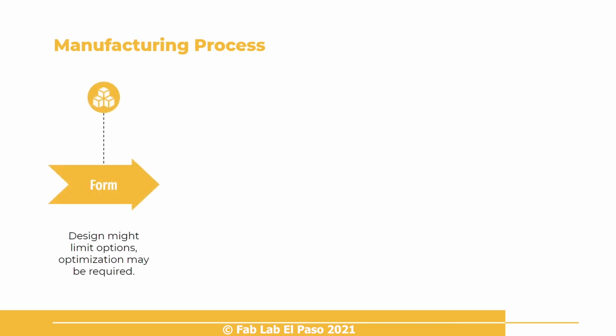The first is form, or the physical geometry of the design. The form may limit manufacturing options, and part optimization may be required to allow for certain processes and to make the product economically feasible to produce. Determining the production process early on can save you a lot of redesign time later on in the process.